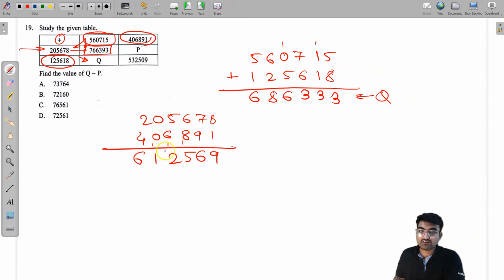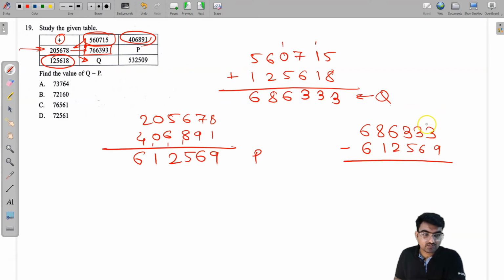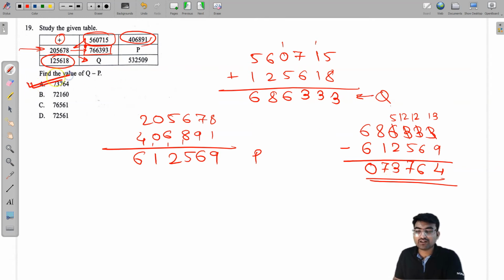Okay, now we have to find out the value of Q minus P. So that is 686333 subtracted by 612569. Okay, now it's just the plain subtraction. 13 minus 9 will be 4, 2 again we have to make it 12, 12 minus 6 is 6, again 12, 12 minus 5 is 7, 5 minus 2 is 3, 8 minus 1 is 7, and this is 0. So we get 73,764. So option number A.